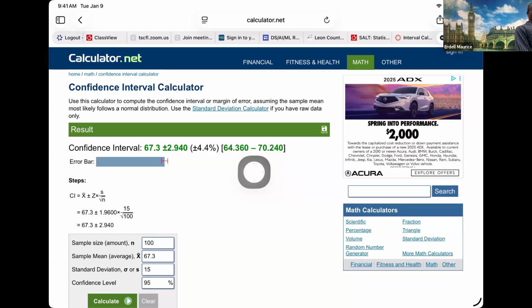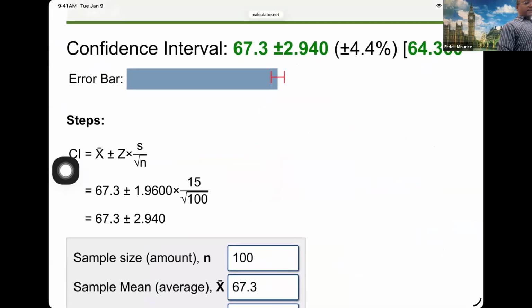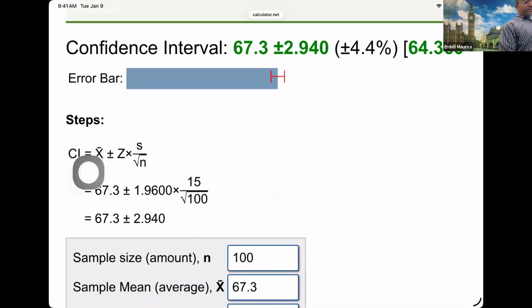Questions there? The reason why I like this calculator right here is that it actually shows you all of the steps to follow. You take the average and then you multiply the critical value, 1.96, times the 15 divided by the square root of 100. That's the steps that you follow. And so that's how they got the same 2.94 that you add and subtract to the 67.3.